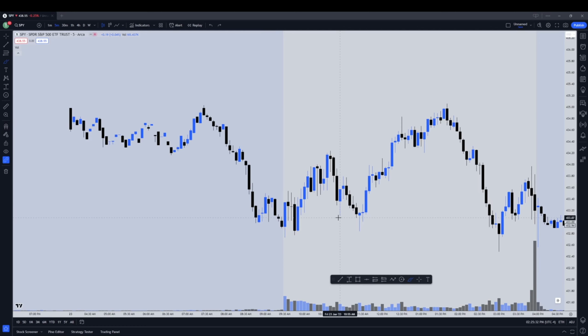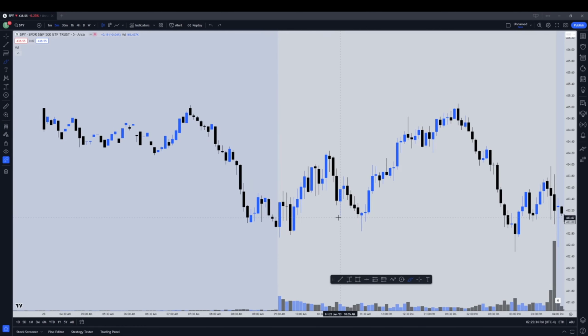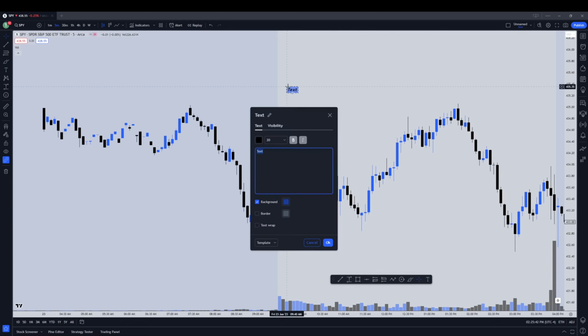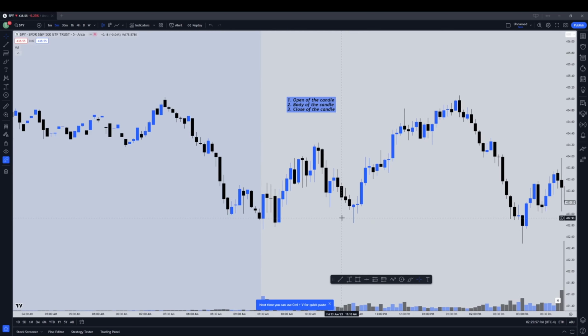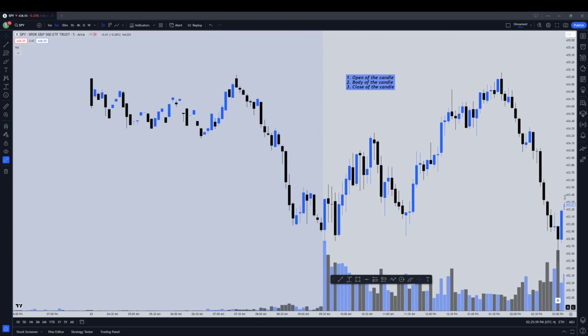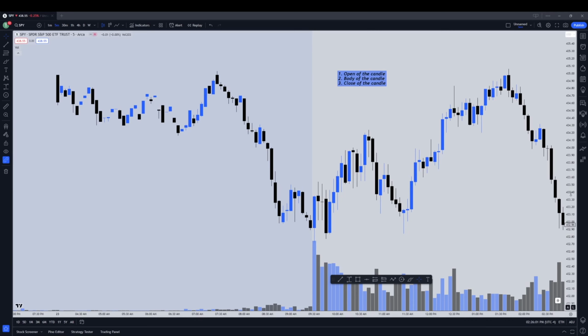Now, there are charts you can go online and look at the names for these candlesticks. Personally, I don't really care much about the name. You just want to know how they open. Okay, so let me just write this down actually. The two or three main things you want to focus on are the open of the candle, the body of the candle, and then the close of the candle. These are the three most crucial things when it comes to reading candlesticks. These will tell you basically the story of these candlesticks and how they're forming.